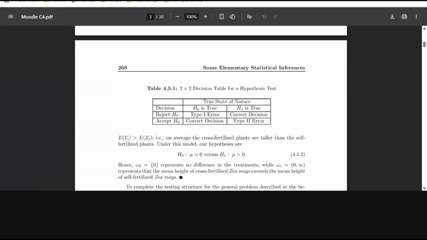Anyone guess what happens if I try to make my test such that I almost never or even never make a type 1 error? What do you think, sir? Let me ask you this. Can you give me a decision rule that will make it impossible for you to ever make a type 1 error? This is a very extreme question. Do you have any suggestion? What decision rule could you adopt that would make it impossible for you to ever make a type 1 error?